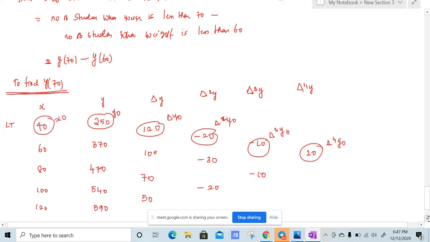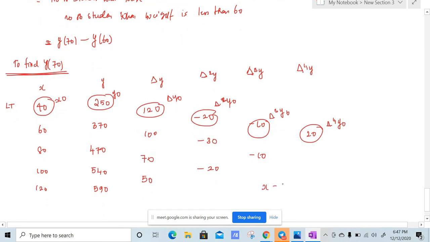Now you need to find n. For finding n, x is equal to x naught plus nh. Here our x is 70, and here our x is 60. So you don't need two different tables for finding y of 70 and y of 60. The last term is 10, right?